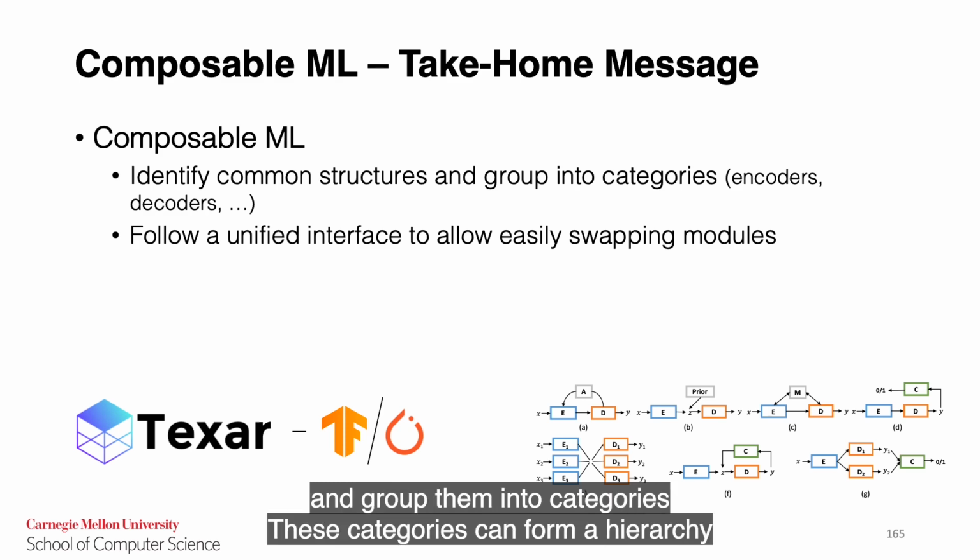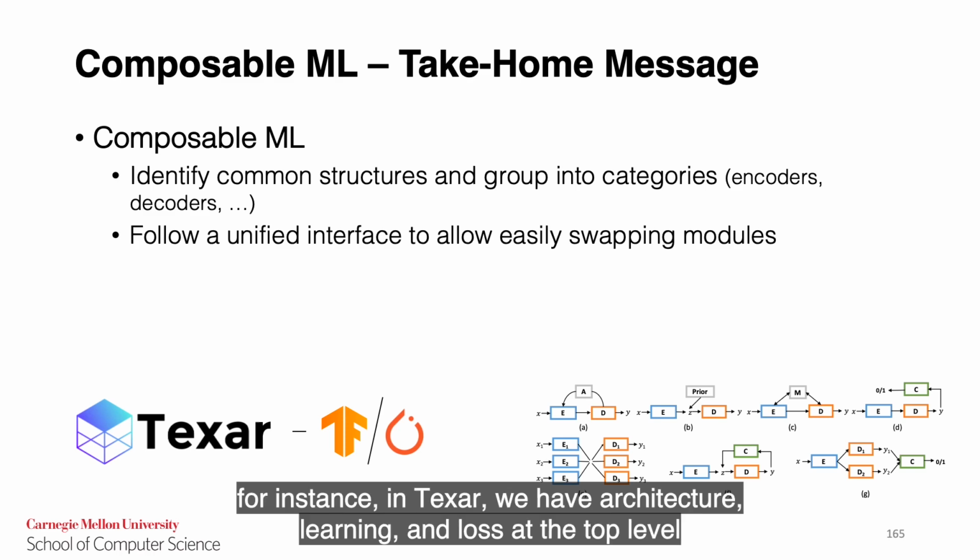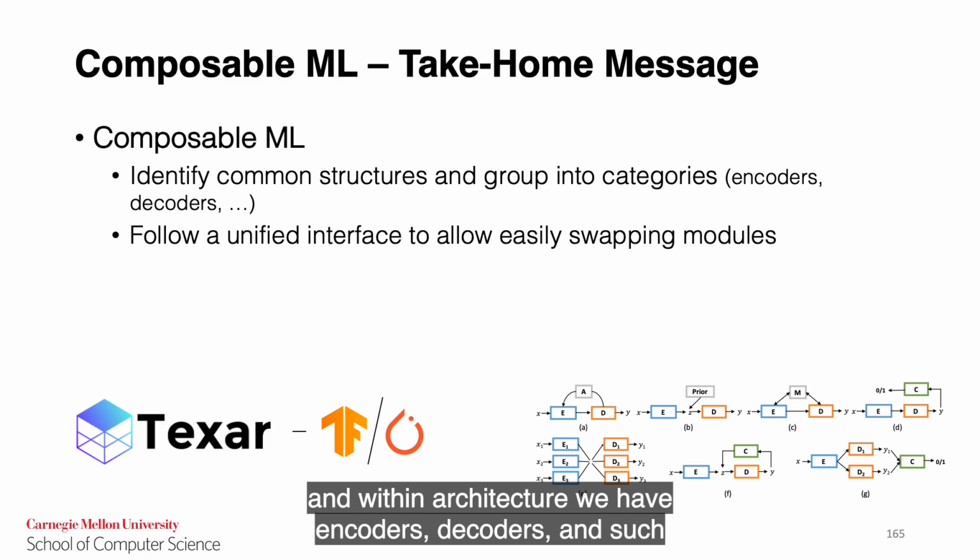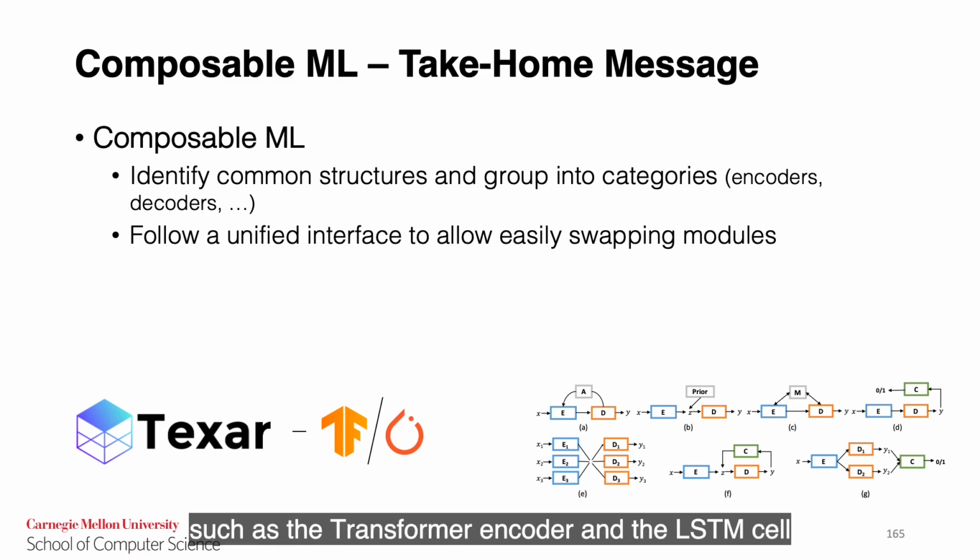These categories can form a hierarchy. For instance, in Texar, we have architecture, learning, and loss at the top level. And within architecture, we have encoders, decoders, and such. And at levels beyond that, we have more fine-grained modules, such as the transformer encoder and the LSTM cell.